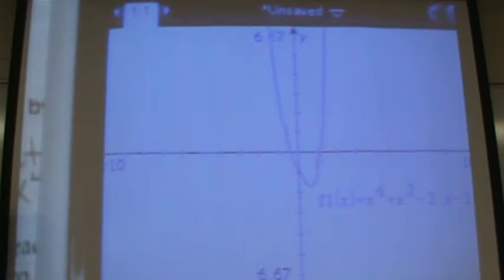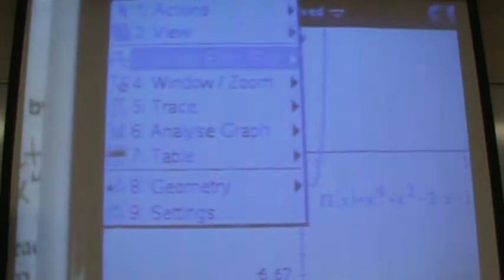And how many answers are there? There's 2. Let's go with finding the smallest one. So which one's that one? That right there. So what am I gonna hit? Menu, analyze graph, zero. Okay, it's asking me for the lower bound. I wanna go for this one first. So what number do you think is to the left of that? -1. Let's type in -1 and then hit enter. And there's our first one.